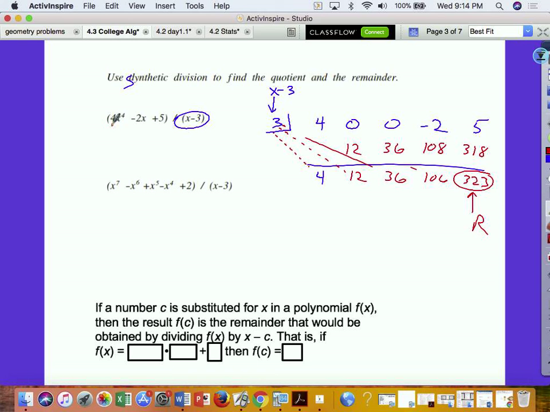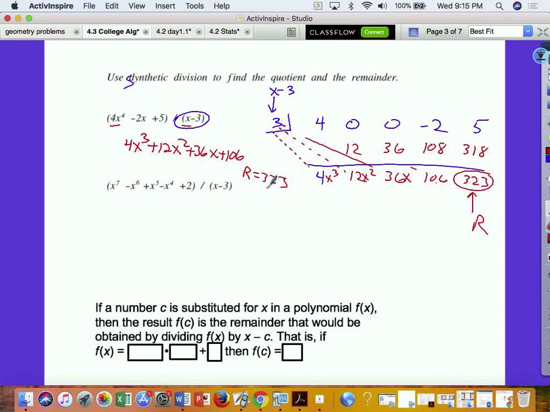If you take an x to the 4th divided by an x, you should get an x to the 3rd. Well, here's what you do. This is your remainder. That's not your constant. That's the constant of your quotient. This is your x term. This is your x squared term. And this is your x cubed term. So this divided by this is 4x to the 3rd plus 12x squared plus 36x plus 106, with the remainder of 323.